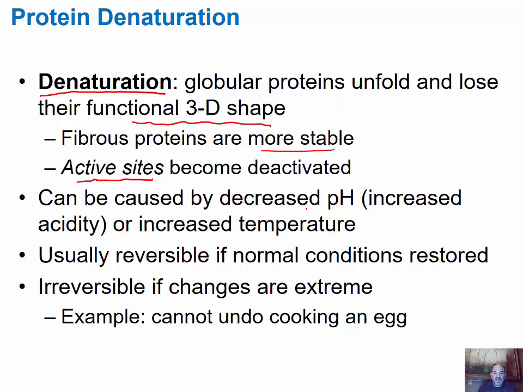The denaturation can be caused by changes in pH and increases in temperature. The shape change can be reversible if normal conditions are restored. However, it'll be irreversible if the changes are extreme. An example would be cooking an egg. When you cook an egg, the proteins that make up the egg white change, and you can't change them back.